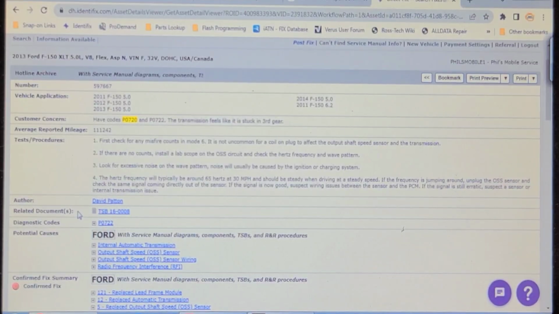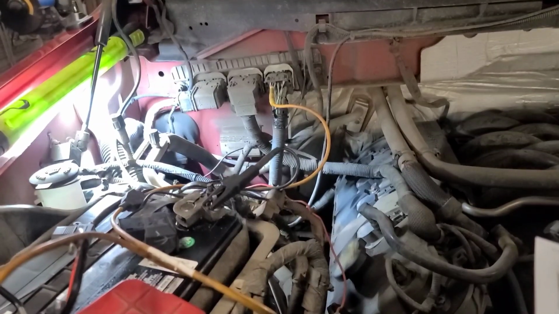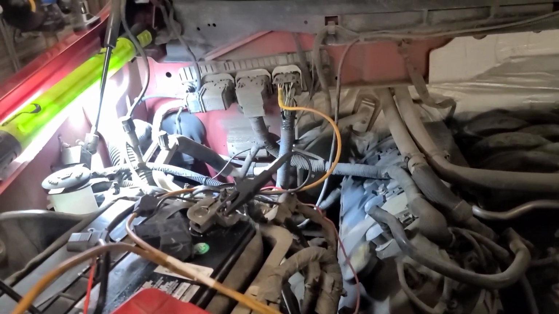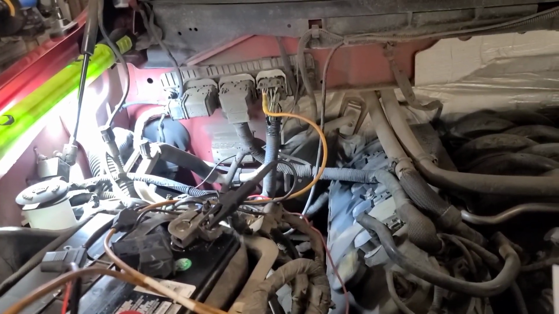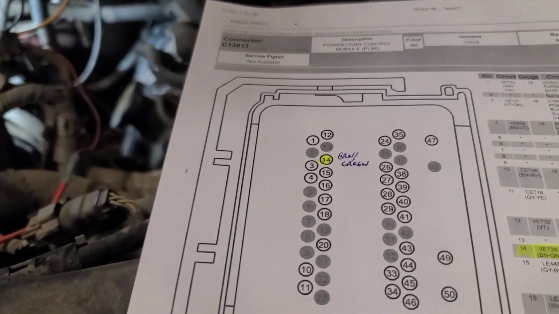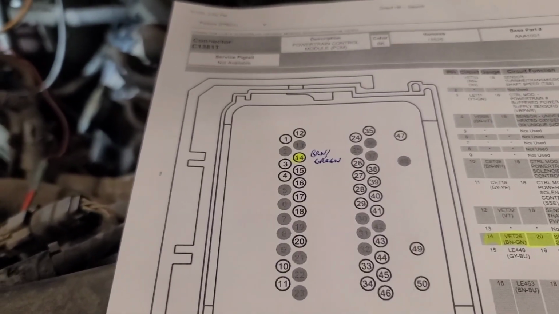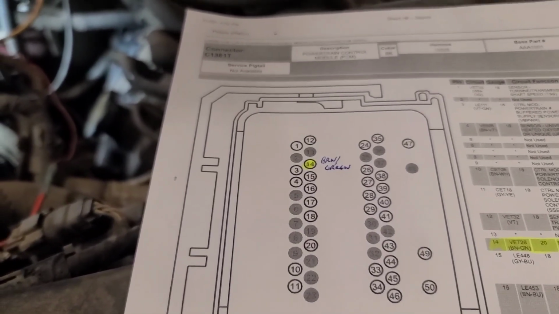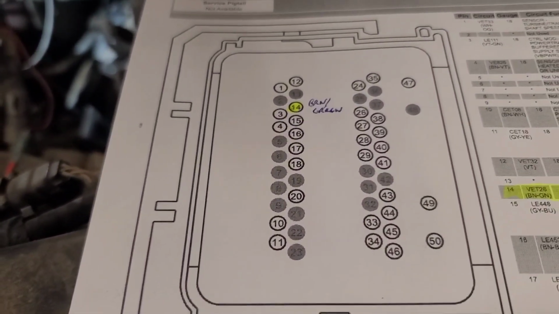So I'm going to do a little bit more investigating here, but it's looking like it's going to need a lead frame, and we might as well do a transmission service while we have the transmission pan off. So we're going to scope the output shaft speed signal at pin 14 of that connector. The connector that I back pinned there, pin 14, is on the second row, third one in from the left-hand side of the vehicle, looking at it from the front here. And it's a brown-green wire.